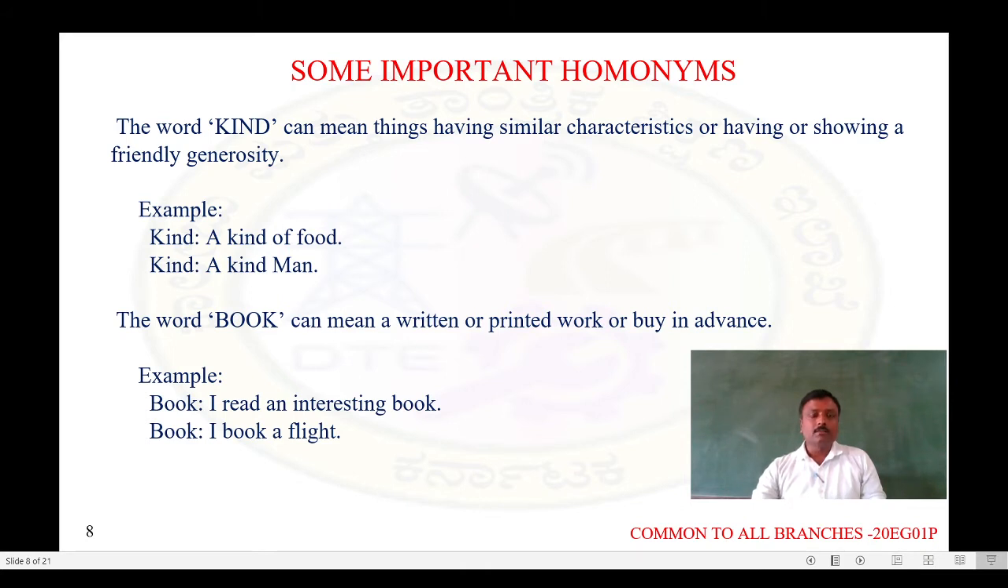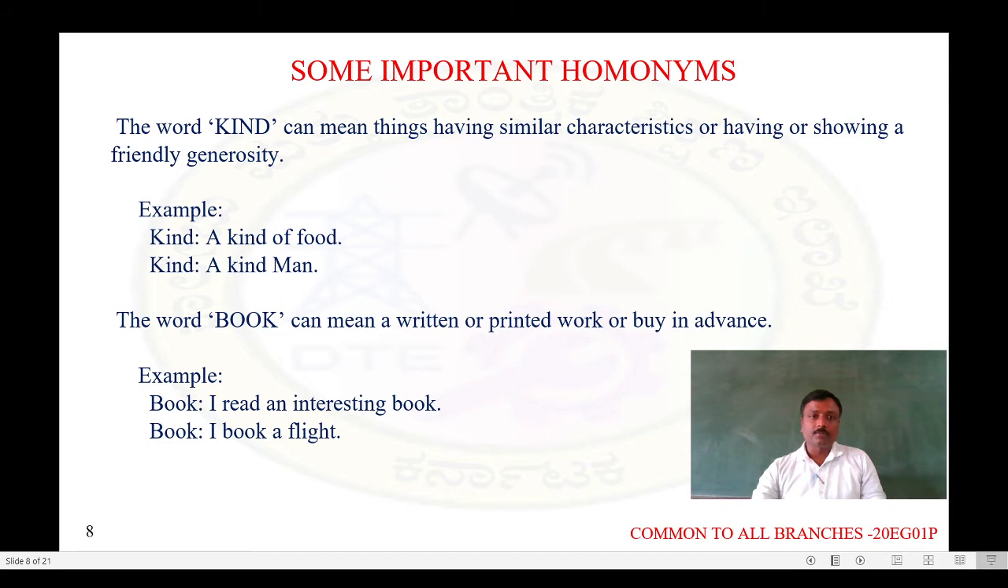And in the second example, a kind man. A kind man means here kind stands for having or showing friendly generosity. A kind-hearted man, a kind man. So we can call it like that. So let's see another example.